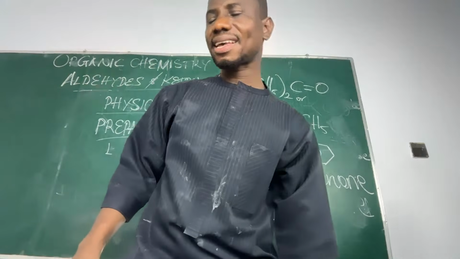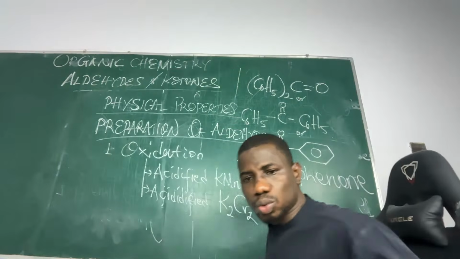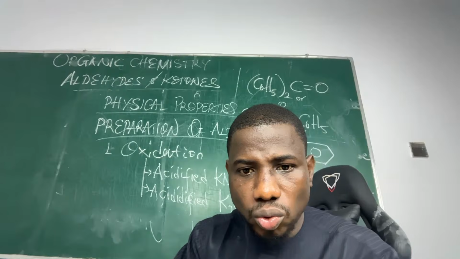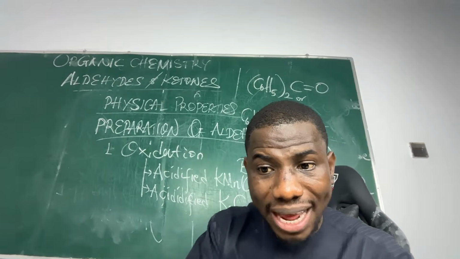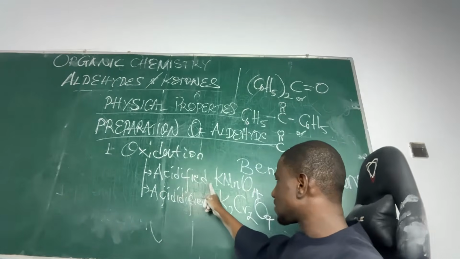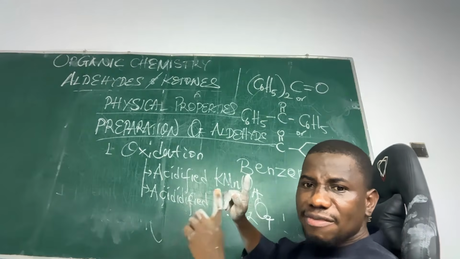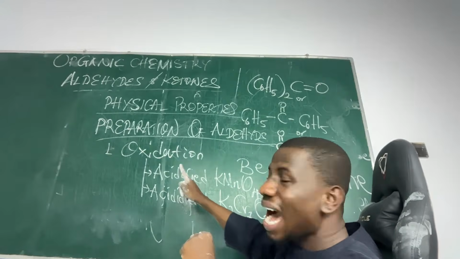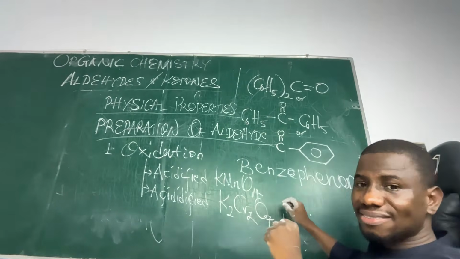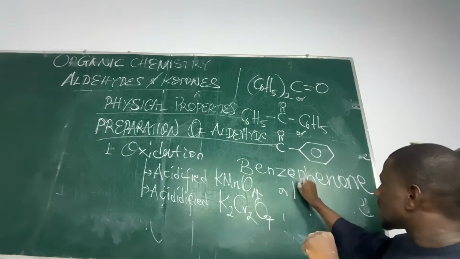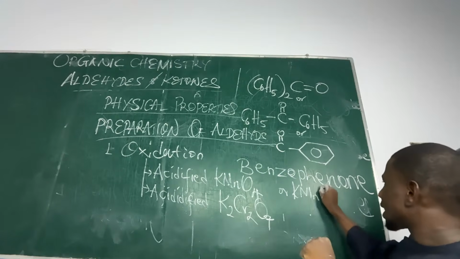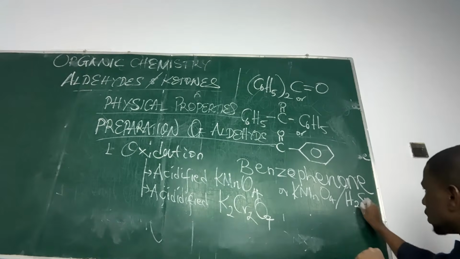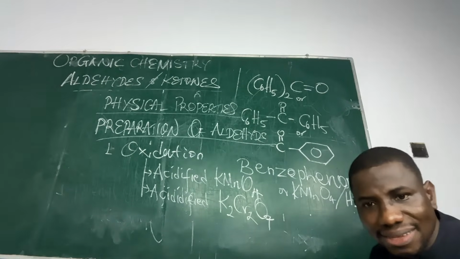Sometimes in exams, they will ask you the oxidizing agent we use to convert a primary alkanol to an aldehyde. This is it: KMnO4, acidified. If they don't want to use the word acidified in the question, they will remove it and replace it with H2SO4. So they can write KMnO4 slash H2SO4. Do you get that?